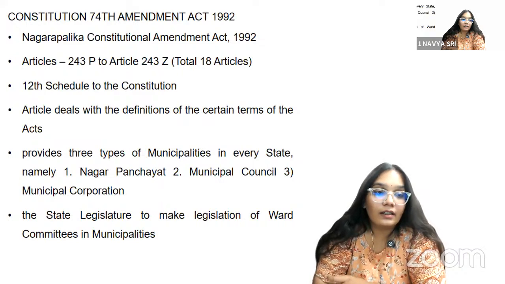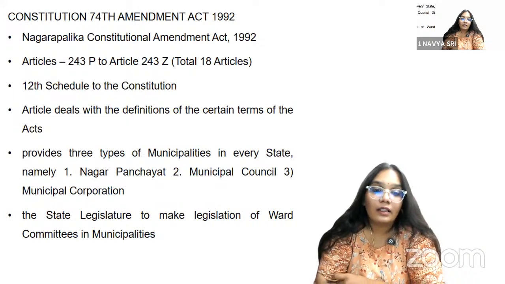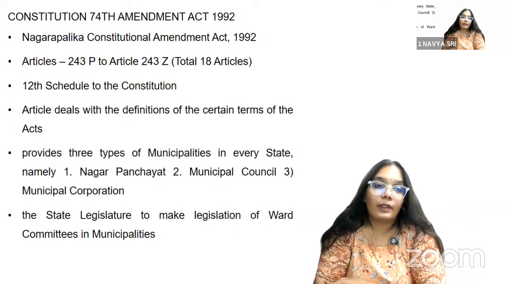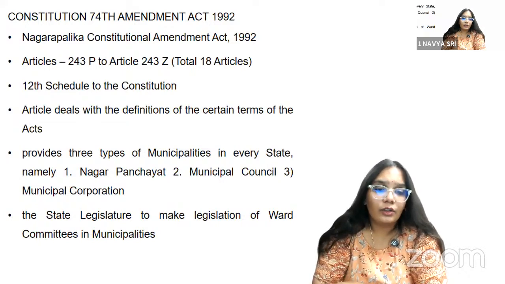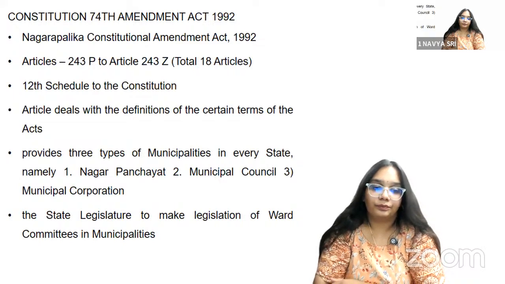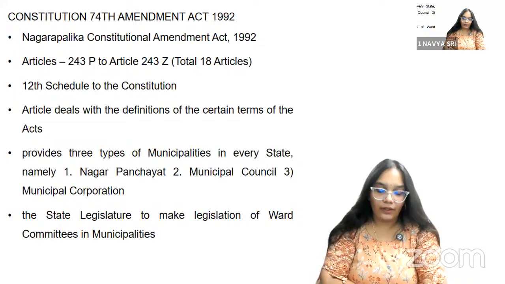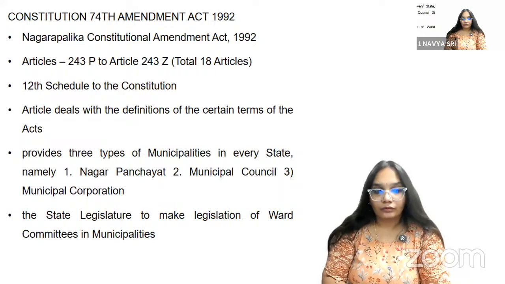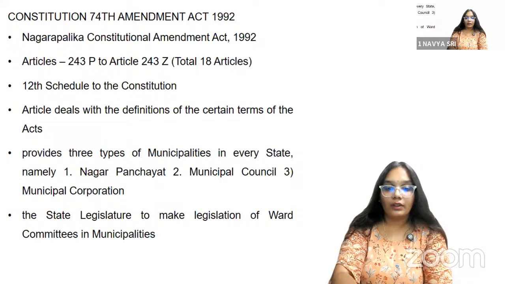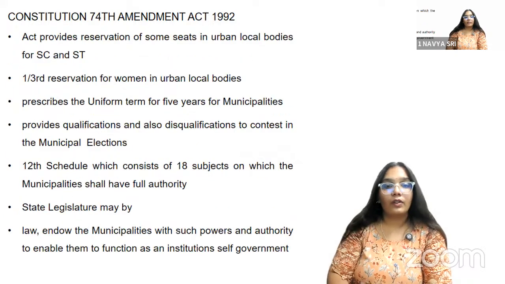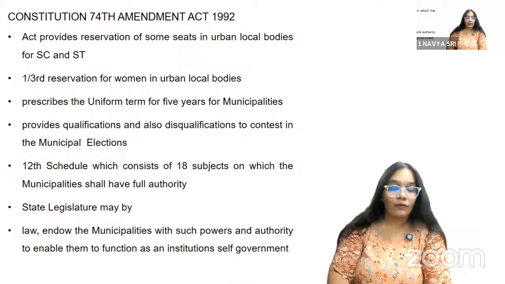Okay, so the 12th Schedule articles deal with definitions of certain terms of the act. This provided three types of municipalities: Nagar Panchayat, Municipal Council and Municipal Corporation, based on the population of the members, and the state legislature to make legislation of ward committees in municipalities. This is also an important point. So the state has the authority to make legislation of the ward committees in the municipalities. Important MCQ.